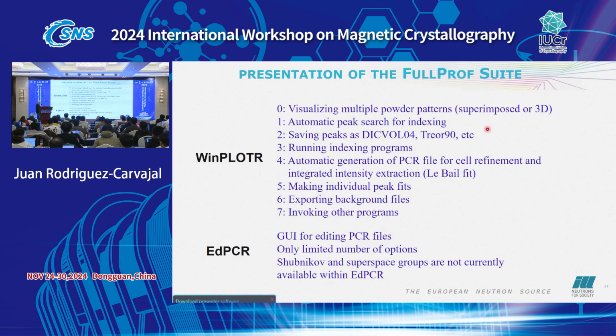You see, you can read that. EDPCR is a GUI for editing PCR files. It has only a limited number of options. For example, Shubnikov or magnetic space groups and superspace groups are not currently available within EDPCR. If you try to open a PCR file in which you have this formulation, it will destroy the data if you go to particular places. But if you don't pass by that, it conserves the initial PCR.